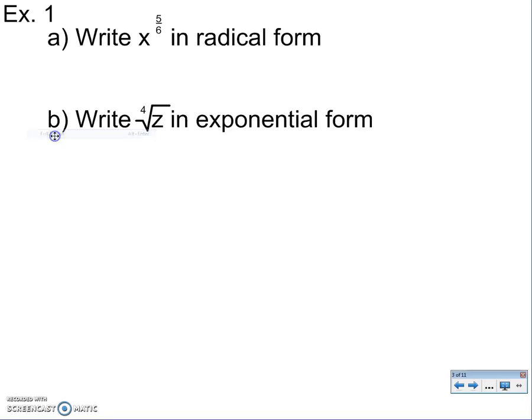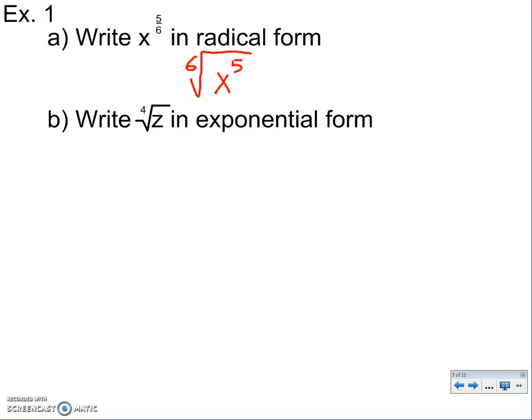So here are some examples. A, rewrite x to the 5/6 in radical form. Well, it's exponential form. I can change a fraction exponent into a radical, a root form. So the top, the numerator, the 5 stays with the x. That 6, though, is the root. So that's the same thing.